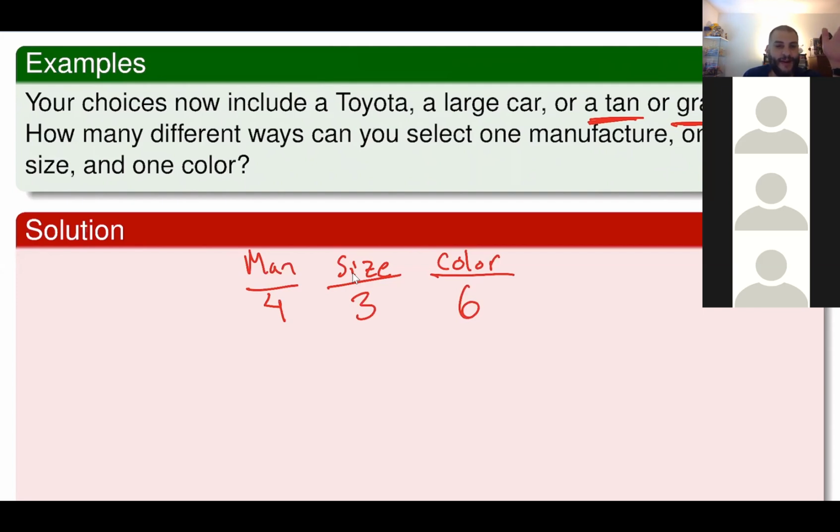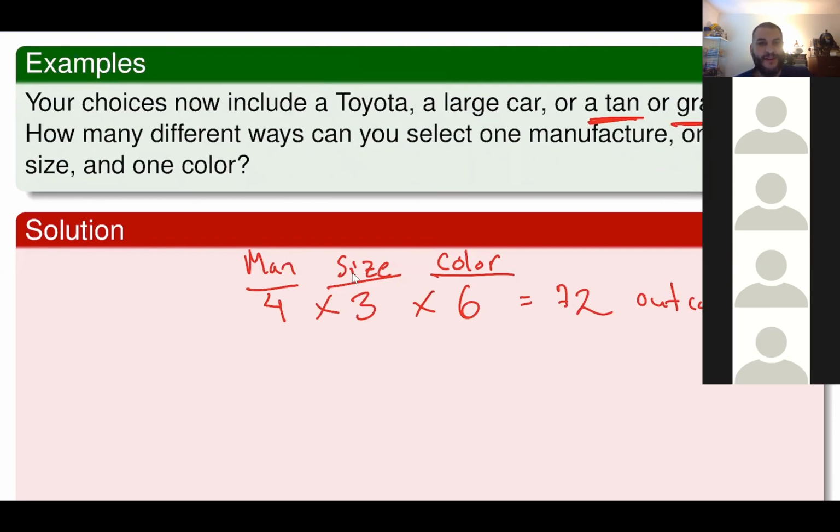So once again, we're going to multiply these all out. This is going to tell us how many total outcomes we have, like how many total options we have to choose a car from. So we go 4 times 3 times 6, and you get 72 outcomes. So we have 72 different outcomes that we could choose when choosing the manufacturer, a size, and the color of this car. All right, so let's go on to the next one.